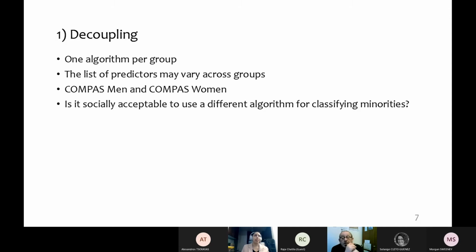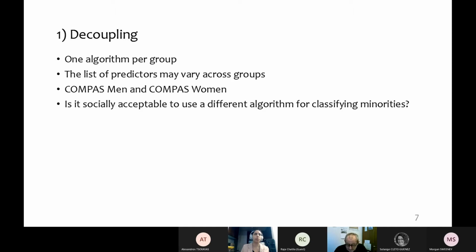The question about this notion is, are we comfortable as a society having different algorithms for different groups? In a way that we have Compass men and Compass women, are we okay with having Compass Black and Compass white? Should we have a different algorithm for people that are gay or transgender, for example? I'm not sure that the answer will be yes. And what if a person also belongs to more than one group? Which algorithm will we use? Where would we place them?